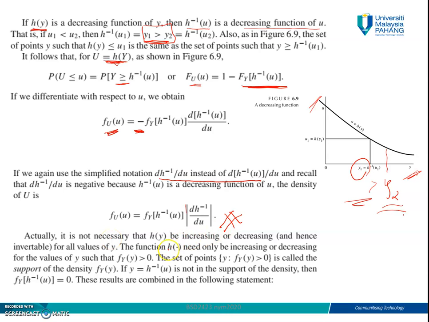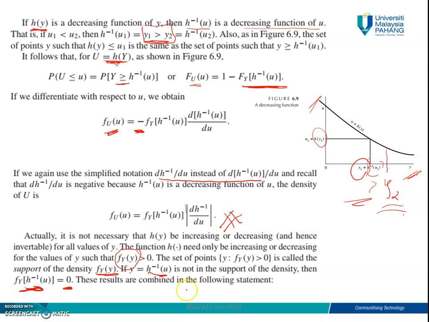So important here, this function h(y) need only be increasing or decreasing for the values of y such that the density function of y is greater than 0. The set of points of y where the density is greater than 0 is called the support of the density function of y. If y equal to the inverse function of u is not in the support of the density function of y, then the density of the inverse function is equal to 0.